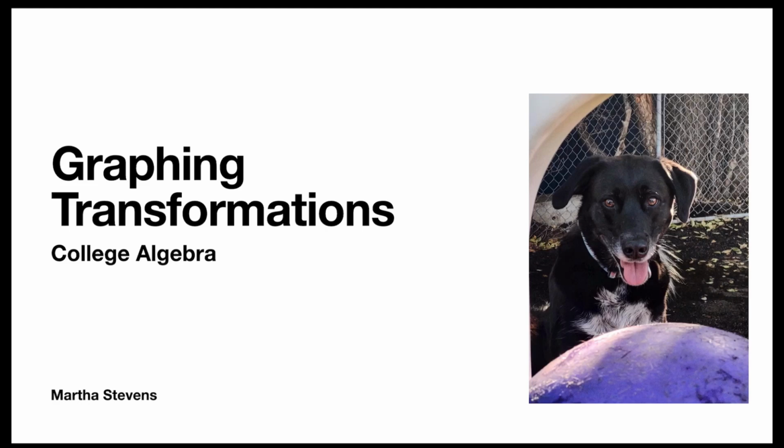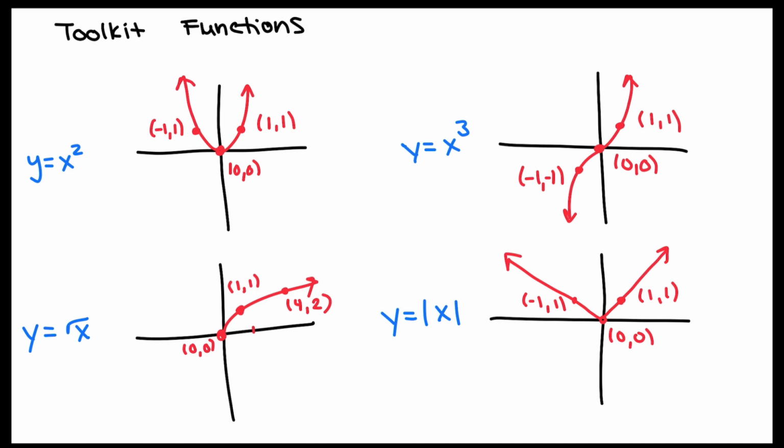This video is going to run through several different types of graphing transformations. And in this video, I'm going to be working with a handful of our toolkit or parent functions. The functions that I'll be using in this video are our basic quadratic function. So y equals x squared is a parabola, goes through the origin, the point (1, 1), and (-1, 1).